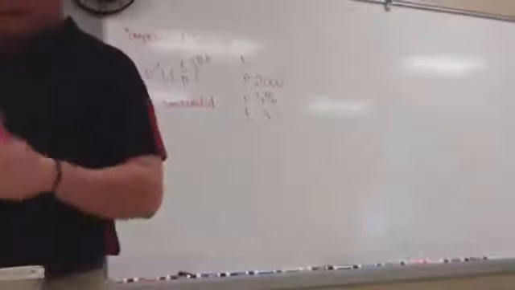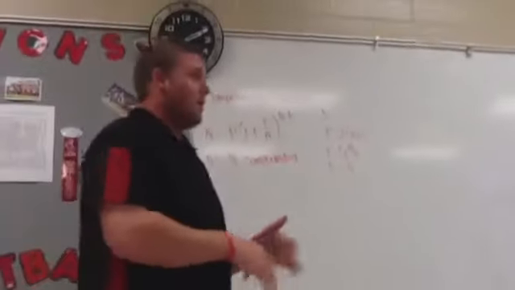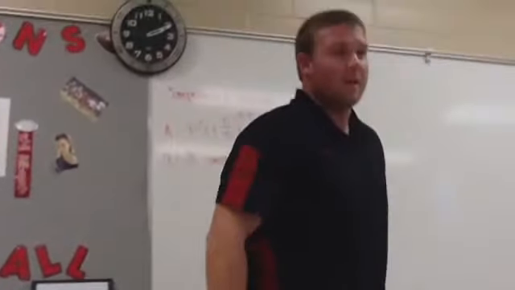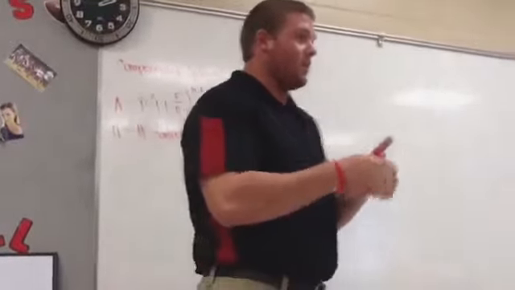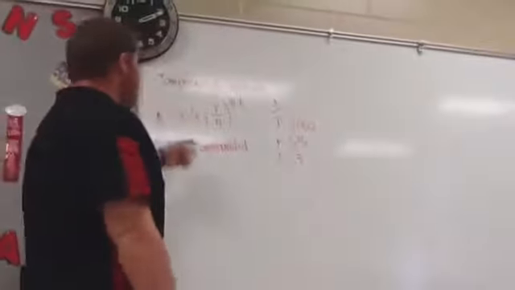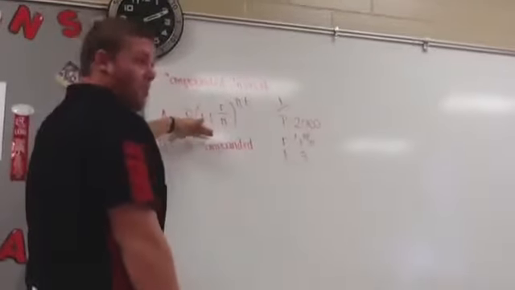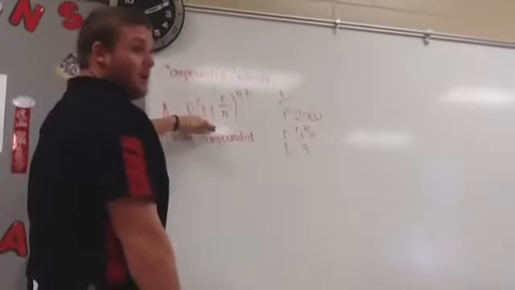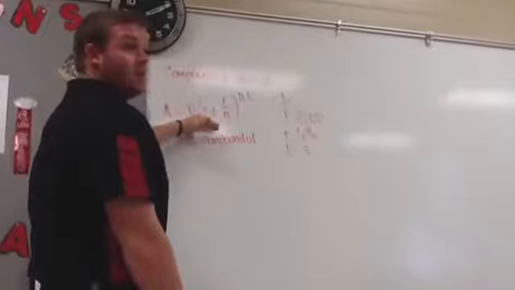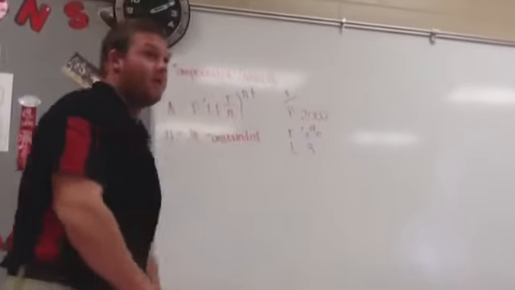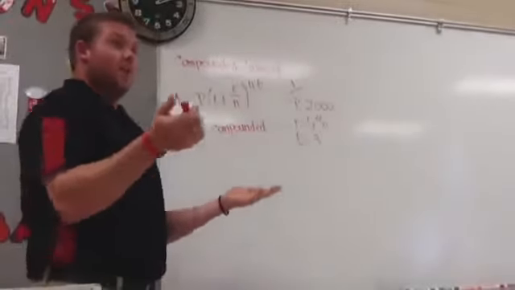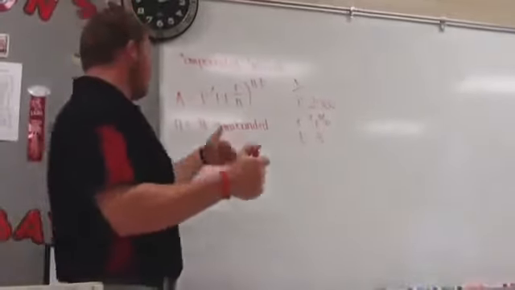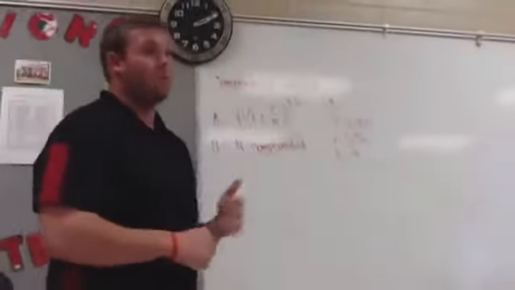Now, today we're going to talk about something essentially the same, still interest, but when it's compounded. So this is the formula. You need to write this down. Compounded interest, here's the formula. Not much has changed. What does change? What's new? It's an N. N stands for the number of times that it's compounded.